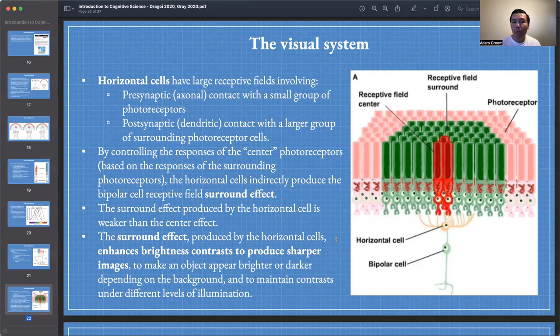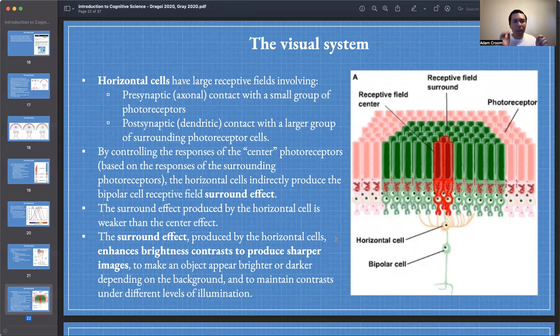By controlling the responses of the center photoreceptors based on the responses of the surrounding photoreceptors, the horizontal cells indirectly produce the bipolar cell receptive field surround effect. So the horizontal cells help produce a surround effect, which helps to enhance brightness contrasts and helps to produce a sharper image, by enhancing brightness contrast.